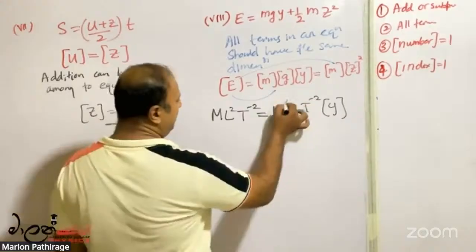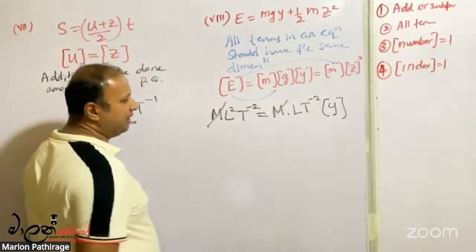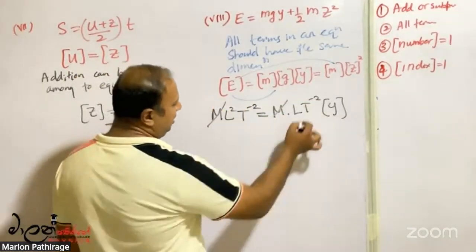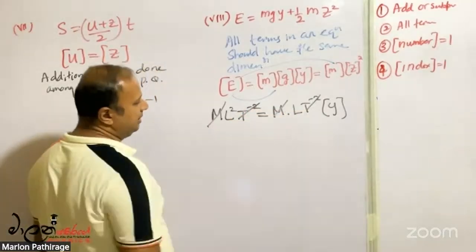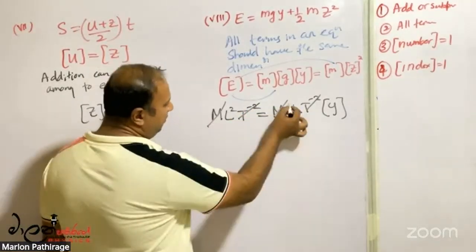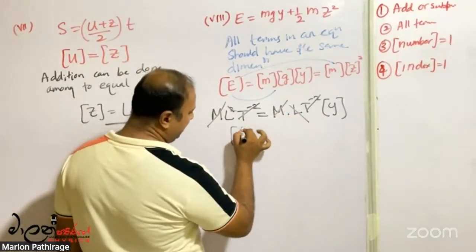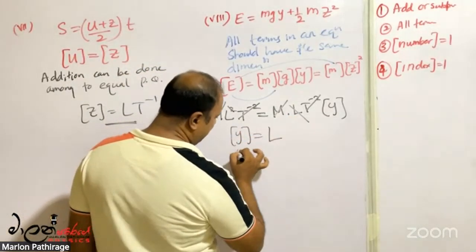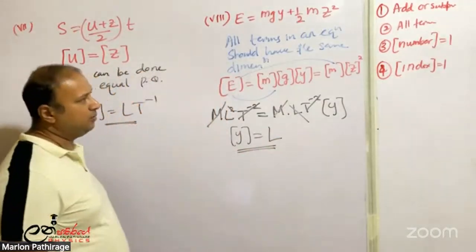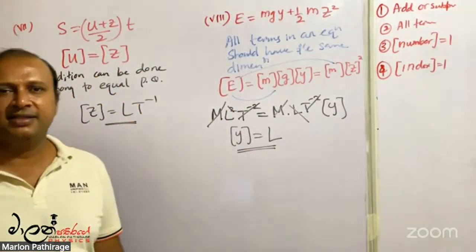Therefore, M will be cancelled out, T^-2 will be cancelled out, and one L to one L will be cancelled out. Therefore, the dimension of Y is equal to L. That is a length.